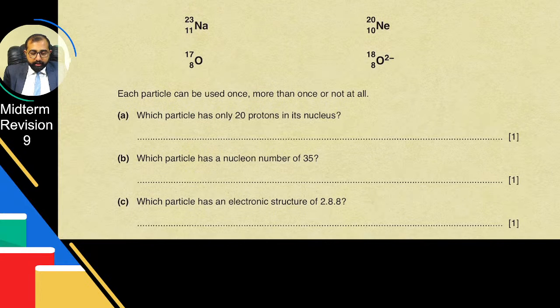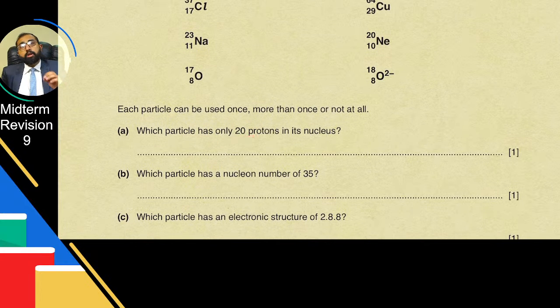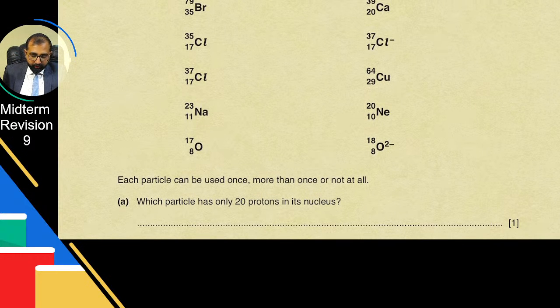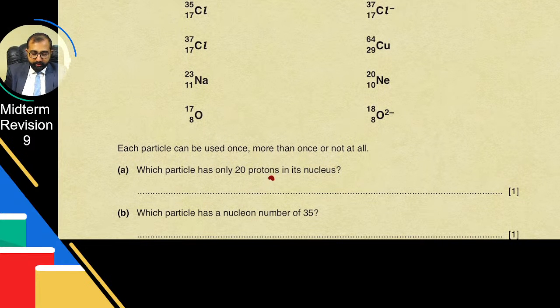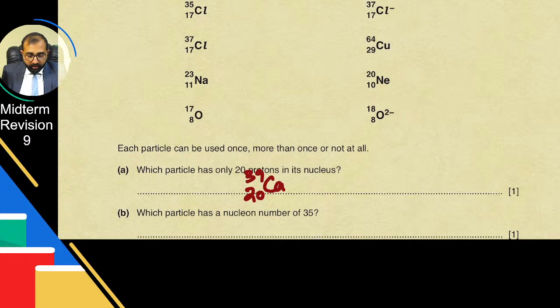Okay, yeah. So moving on to the question, each particle can be used once, more than once, or not at all. Which particle has only 20 protons? इसका मतलब है we are looking for the one with the smaller number being 20. So यहाँ पे अगर हम देखें तो हमारा smaller number 20 ये हमें sorry, this is the bigger number 20. So this is not the one, this is the one. This has the smaller number 20. So we pick this one. So here's how you write your answer. You have to copy the thing exactly as it is written. So we'll say Ca, 39 and 20. I should make it smaller. Yeah, okay, much better.